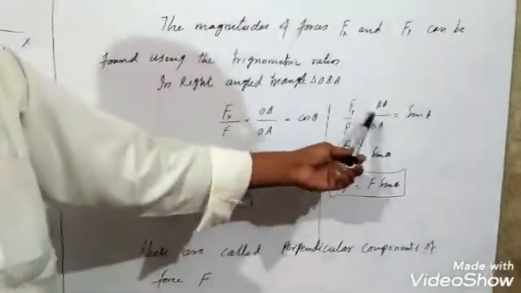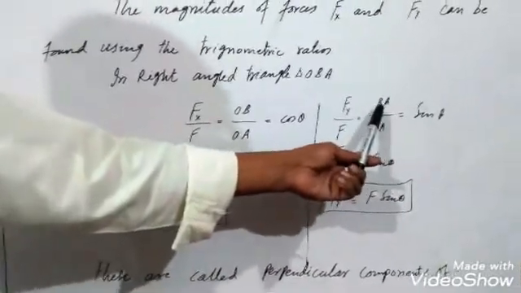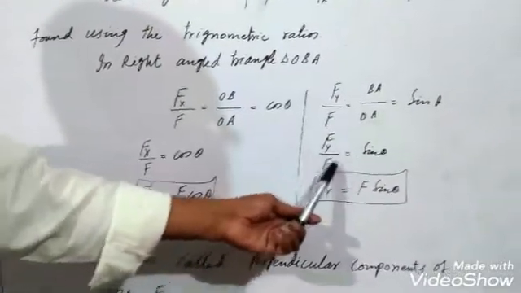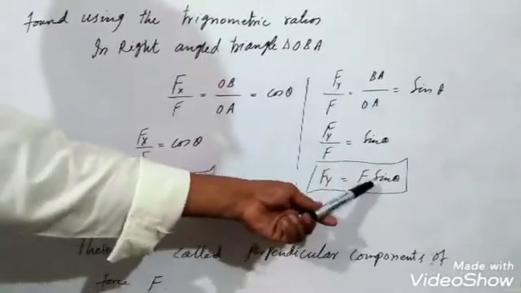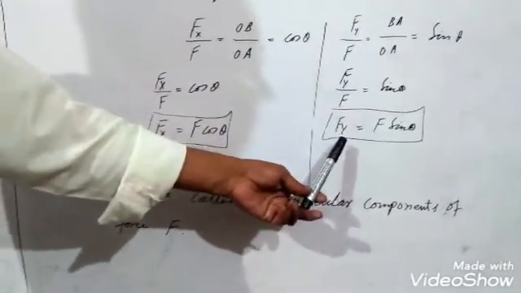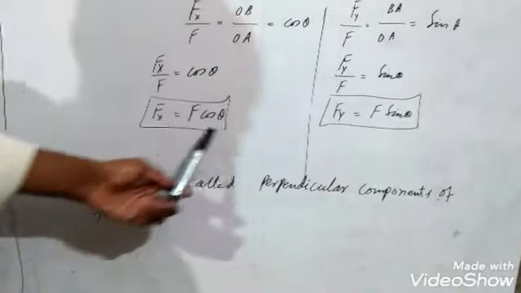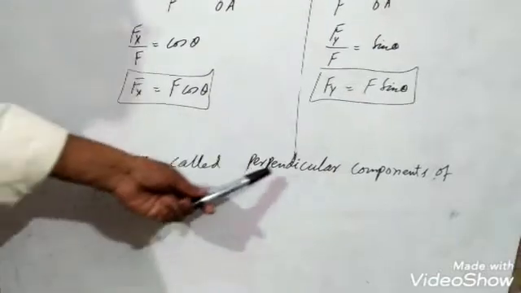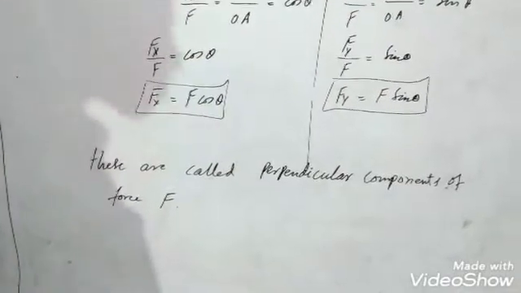On the other hand, perpendicular by hypotenuse is known as sin theta, as perpendicular is BA and hypotenuse is OA. So Fy by F is equal to sin theta. So the value of Fy is equal to F sin theta. With the help of this formula, we can find the magnitude of Fy, which is the vertical component, and this is known as the horizontal component. These are called perpendicular components of the force F, and this topic is known as the resolution of forces.